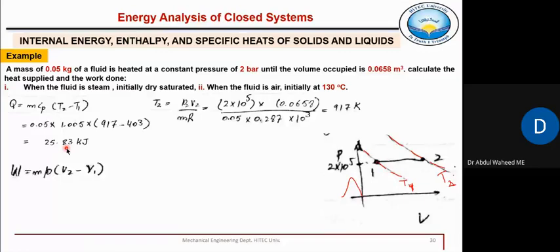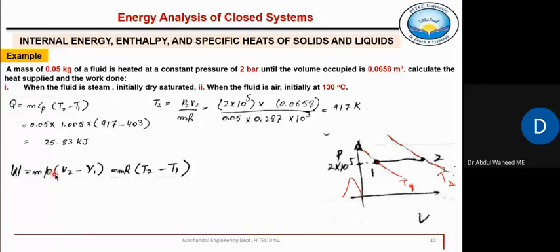Now we need to find out work done. Work done is given by M into small p into V2 minus V1. So these are also small because M is written outside. So here again, we can write this in this form. PV is equal to MRT or PV is equal to RT. So M into R into T2 minus T1.